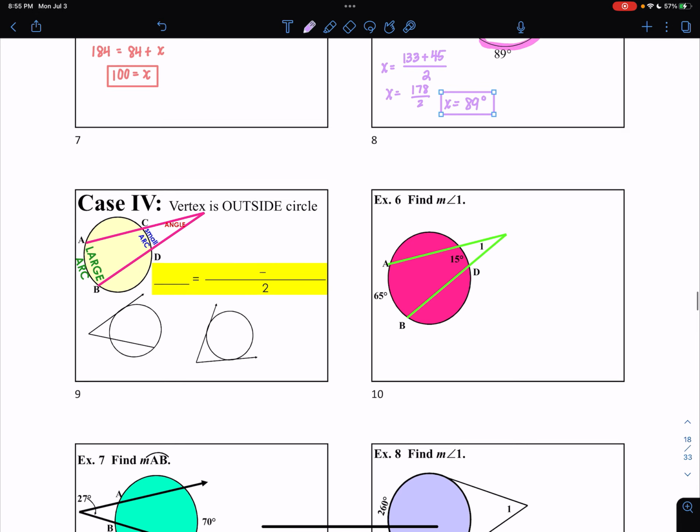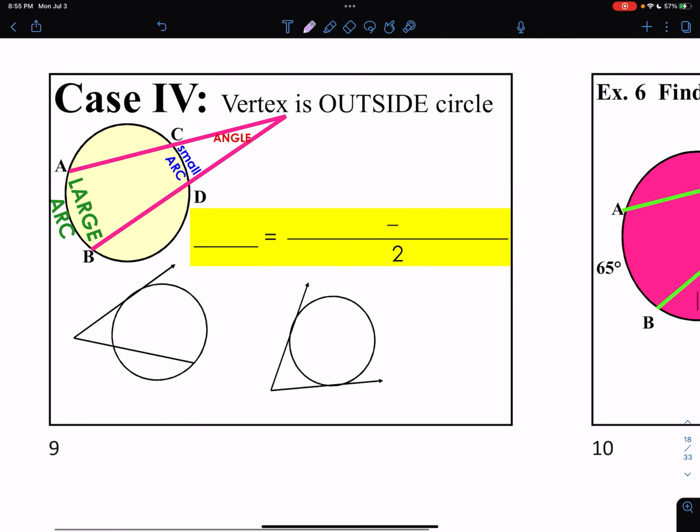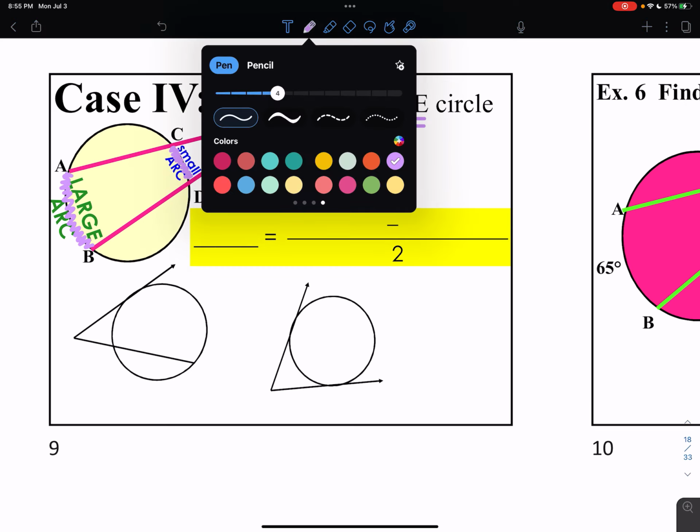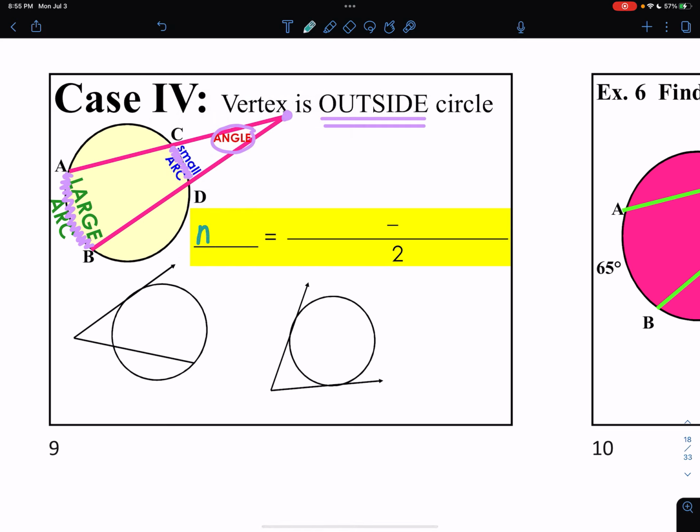All right, that brings up our last case, case 4, when the vertex is outside of the circle. See how our angle is outside the circle? You get a small arc and a large arc where the rays of the angle intersect the circle. So our formula for this relationship is going to be angle equals large arc minus small arc divided by 2.